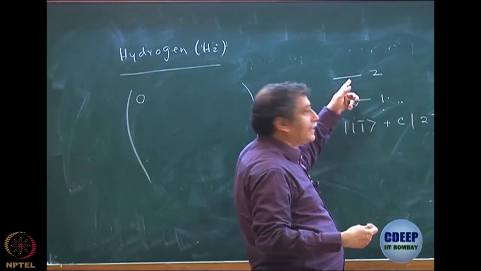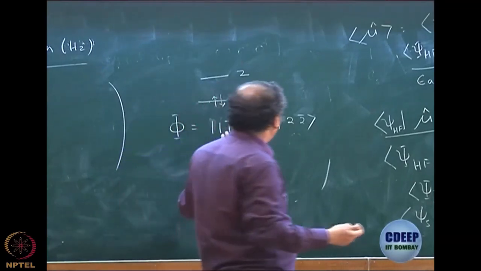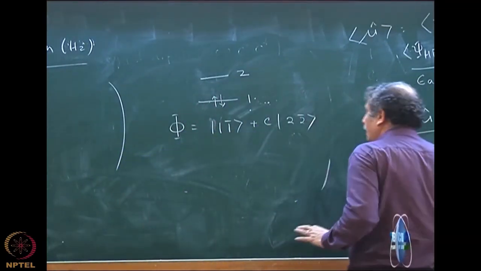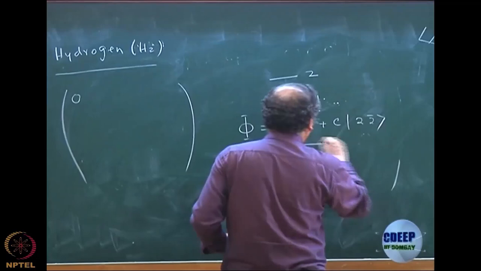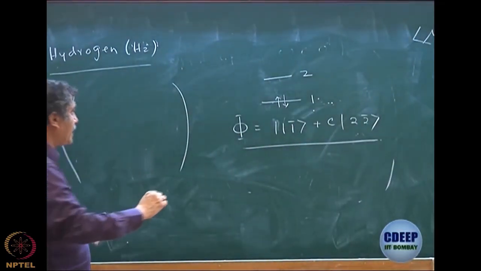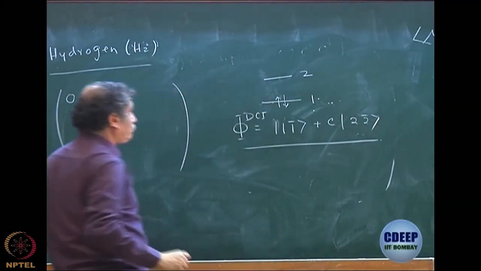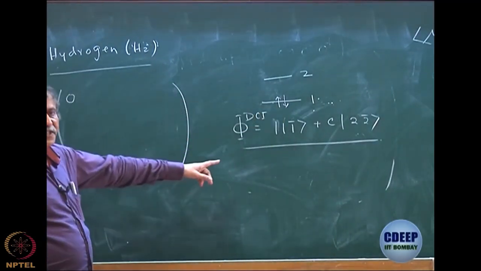If I take a single excited determinant, then of course I have to make sure that they are singlet. So, this is a doubly excited singlet. If I want only that, this is almost like a full singlet, the exact wave function, so it does not matter. I am talking of doubly excited CI now. So, this is my phi DCI. I hope the nomenclature is clear.